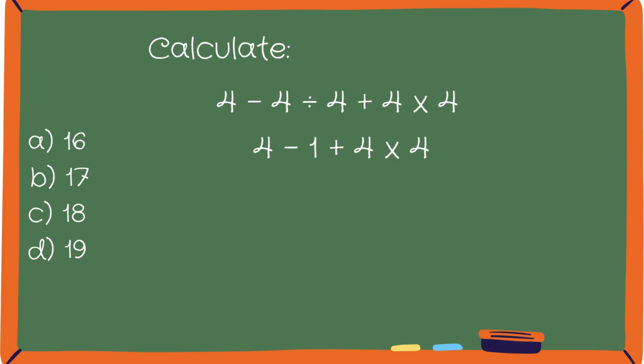I'll start here. Look, with multiplication. 4 multiplied by 4 is 16. I'm going to rewrite everything. I'm going to have 4 minus 1 plus 16. How much is that? Look, 4 minus 1 is 3. 3 plus 16 equals 19. And that's exactly the answer to our exercise, where I'm going to mark the letter D. I hope this was your answer too.